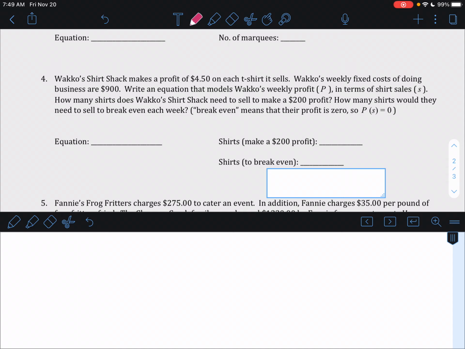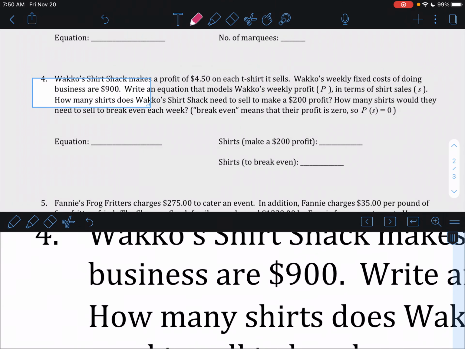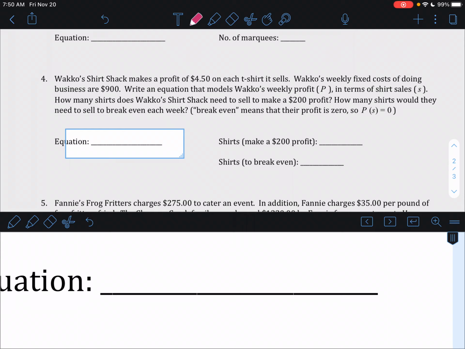Write an equation. Why doesn't this make sense to me all of a sudden? Because it says how many they need to sell to make a $200 profit, but it seems to me like they're already over $200. Oh, okay. So their fixed costs of doing business, that means they're paying $900. So in that case, they're losing the $900.